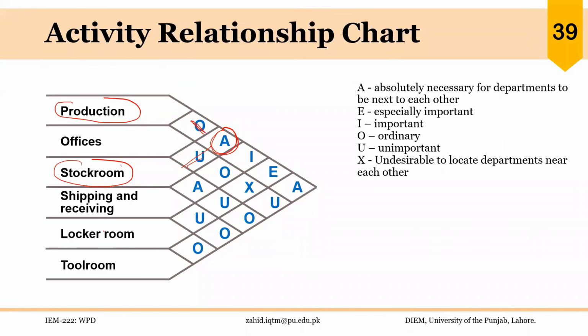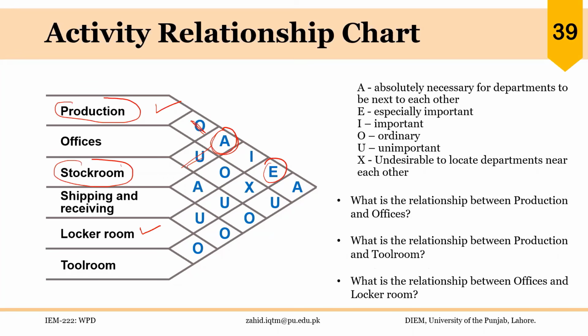Similarly, if we see the relationship of production and the locker room, we have a rating of E. So it is also very important that production and locker room should be close together, but this rating is slightly lower than the rating of A between production and stockroom. So you could assign the rating this way. So this is the activity relationship chart.